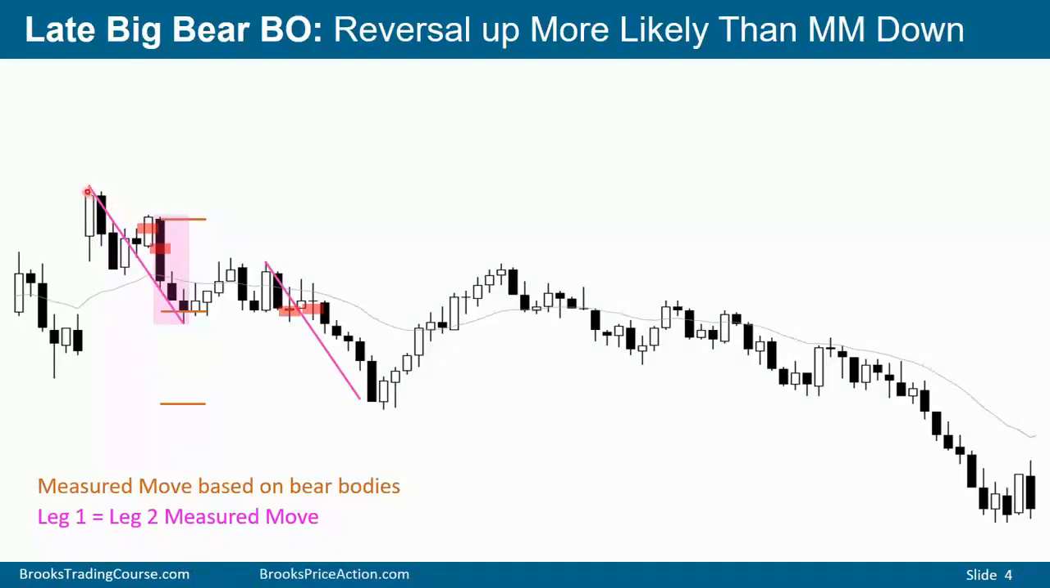I also look for a leg 1, leg 2 measured move. So leg 1, and then we pull back to a double top, and leg 2 started with this bear bar, and therefore the leg 2 projection is down here.